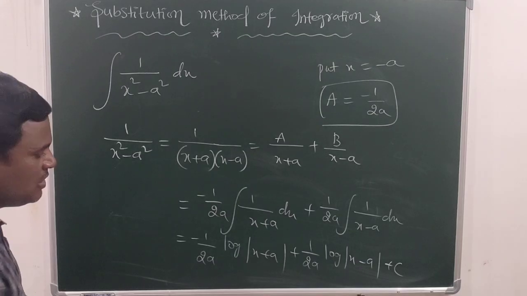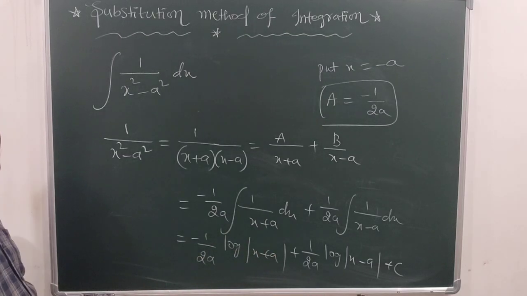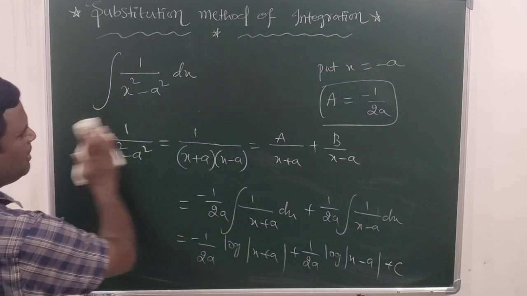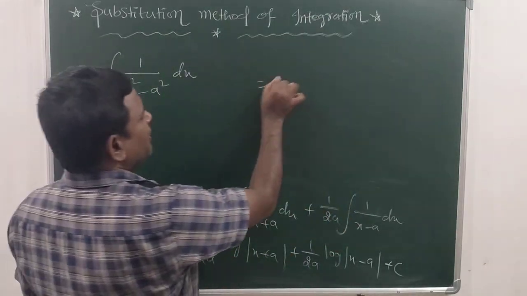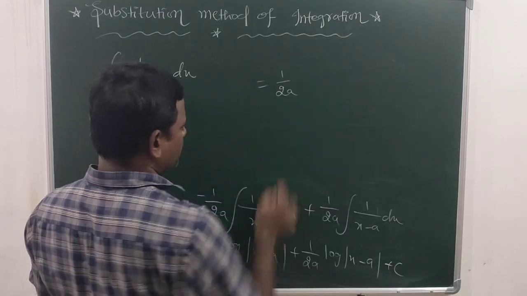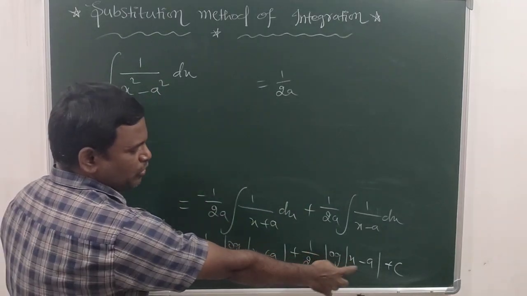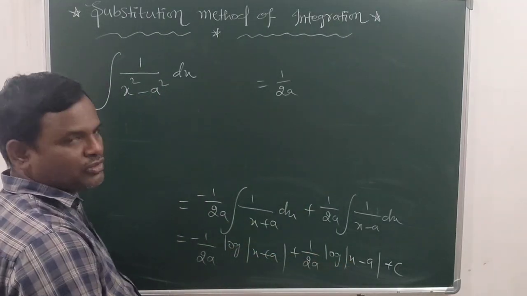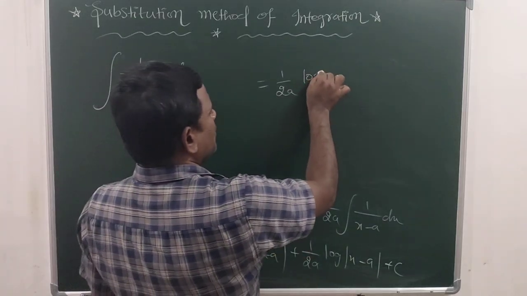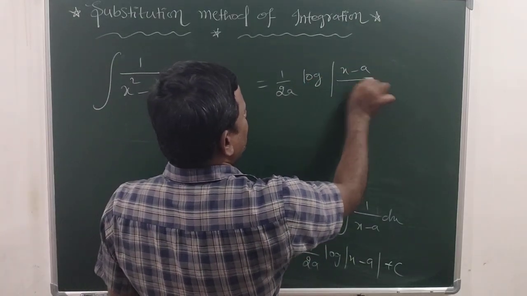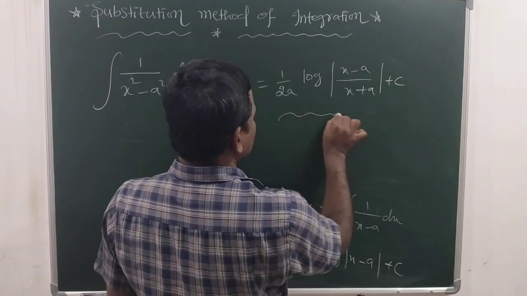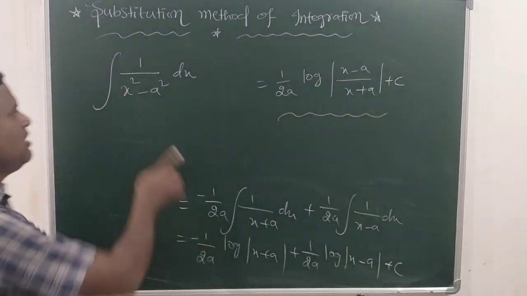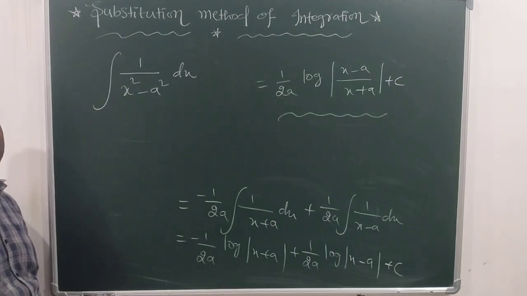Okay, students. So from both of them take 1 by 2a common. If you take 1 by 2a common, so what do you get? Inside, if I take 1 by 2a common from both of them, here it is looking like log a minus log b, which becomes log a by b, log x minus a by x plus a plus c. So this is your required result for the integral of this function.